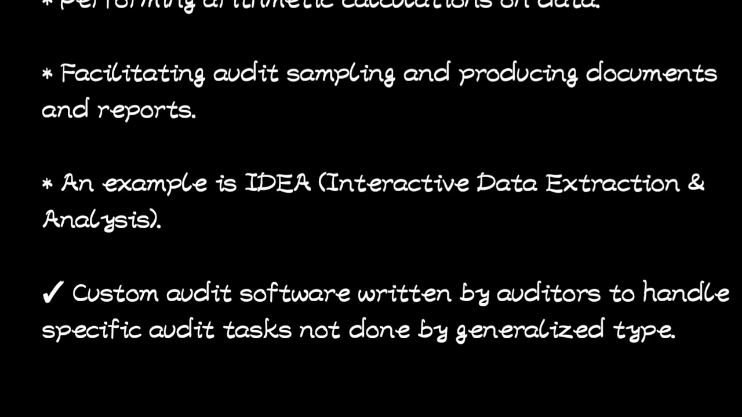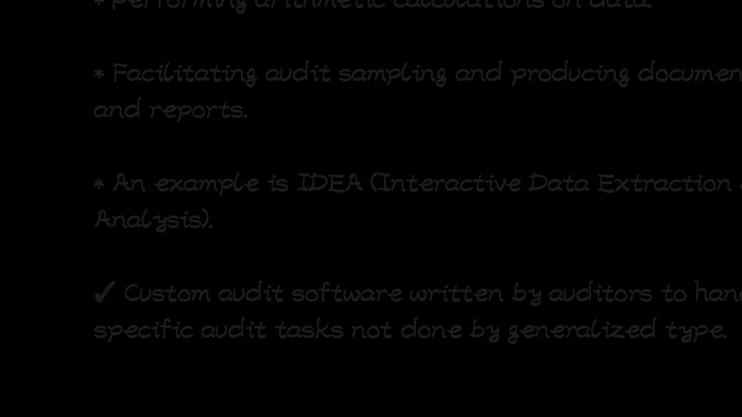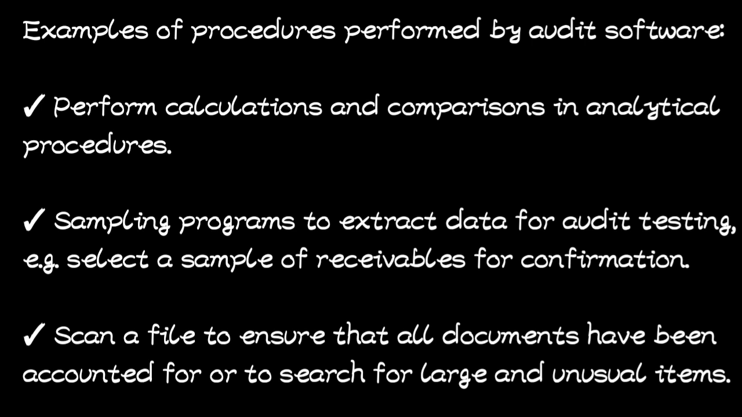Then for custom audit software, this is written by the auditor and it is to handle specific audit tasks that cannot be done by the generalized type. So let's look at the example of procedures that are performed by audit software. First is perform calculations and comparisons in analytical procedures, like when calculating ratios, they can calculate ratios and make comparisons between the ratios of different years.